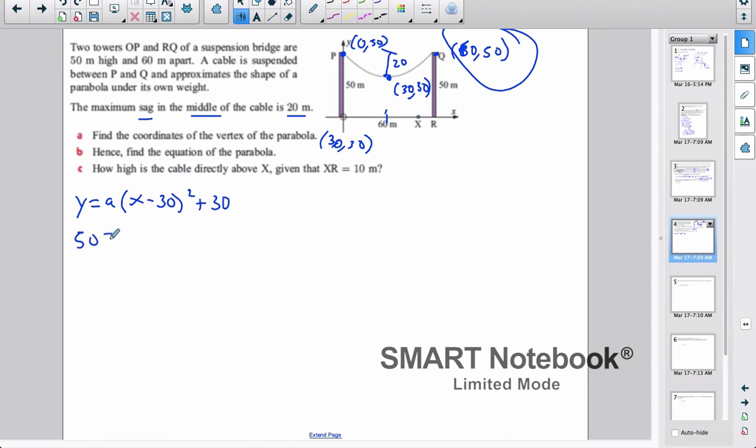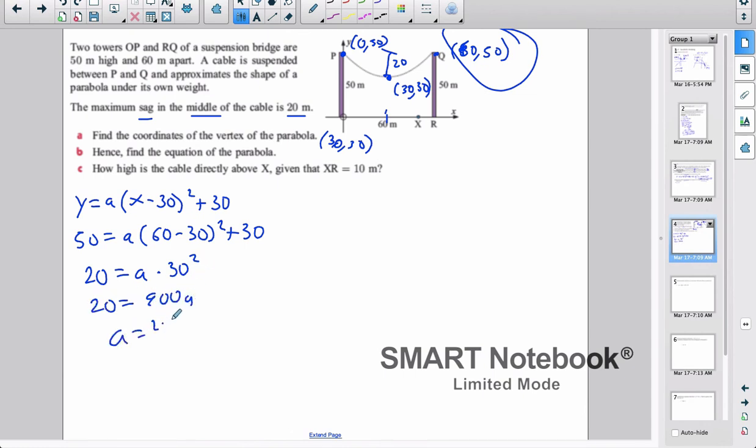So 50 equals a times (60 minus 30) squared plus 30. So that means 20 equals a times 30 squared. So 20 equals 900a. a equals 20 over 900, which equals 2 over 90, which equals 1 over 45. So we got our a value. So our equation is y equals 1 over 45 times (x minus 30) squared plus 30, which is our model.